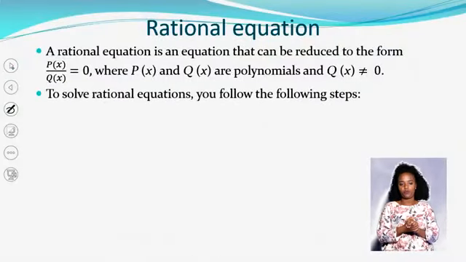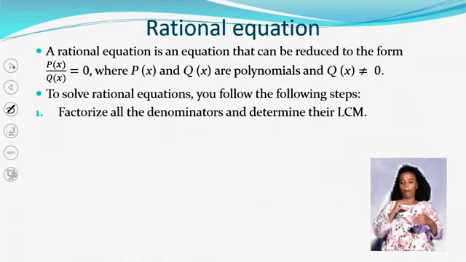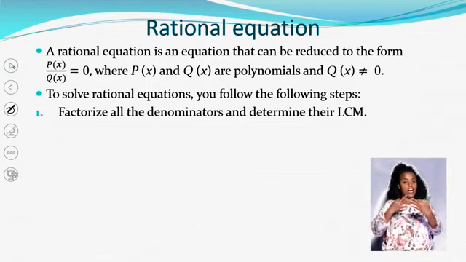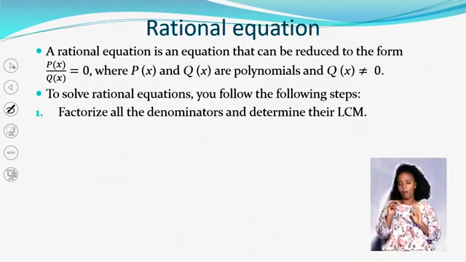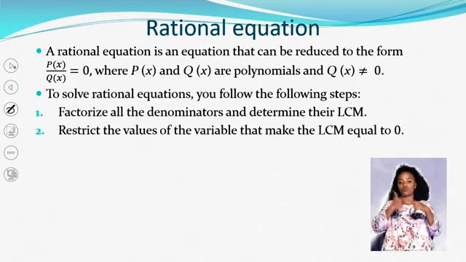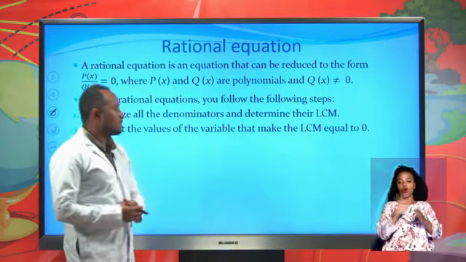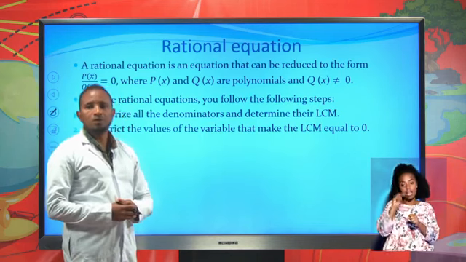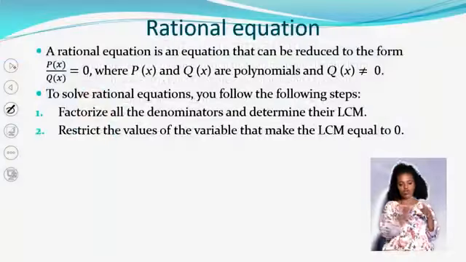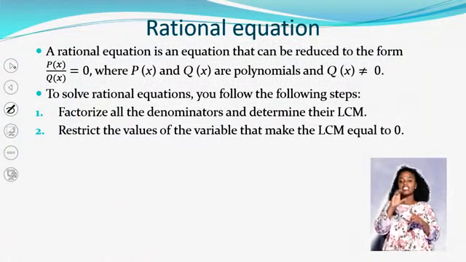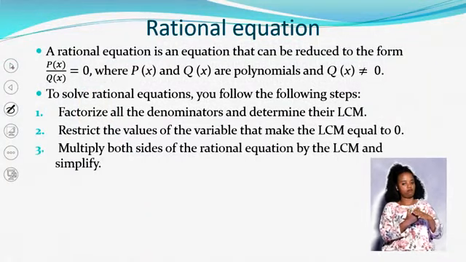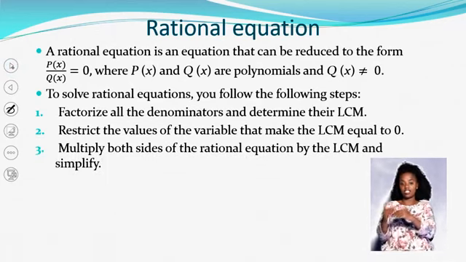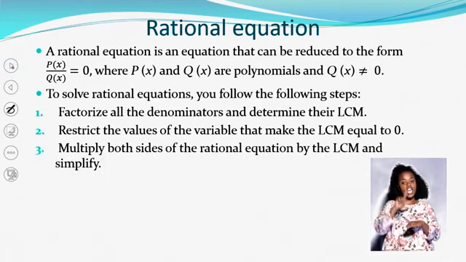To solve rational equations, you have to follow the following steps. 1. Factorize the denominators and determine their LCM. 2. Restrict the values of the variable that make the LCM equal to 0. 3. Multiply both sides of the rational equation by the LCM and simplify.